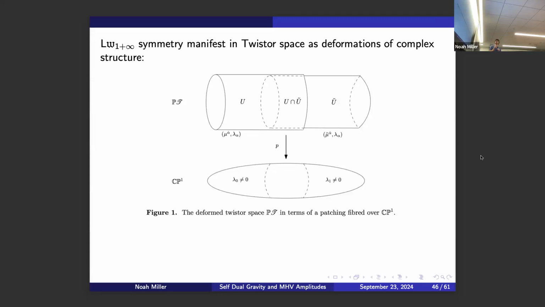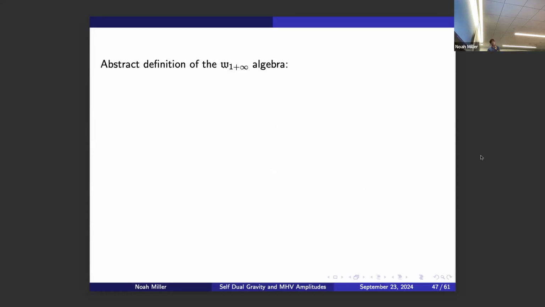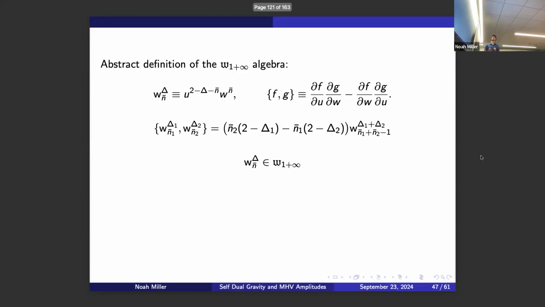Okay, so LW1 plus infinity symmetry. This is a symmetry that people knew about in self-dual gravity for a long time, and it manifests at the level of twistor space and has some geometric interpretation as deformations of the complex structure of twistor space. So, what is the LW1 plus infinity algebra? First, I'll define the W1 plus infinity algebra. It's a name for something you've all seen before. It's just polynomials in 2 dimensions where the Lie bracket is the Poisson bracket.